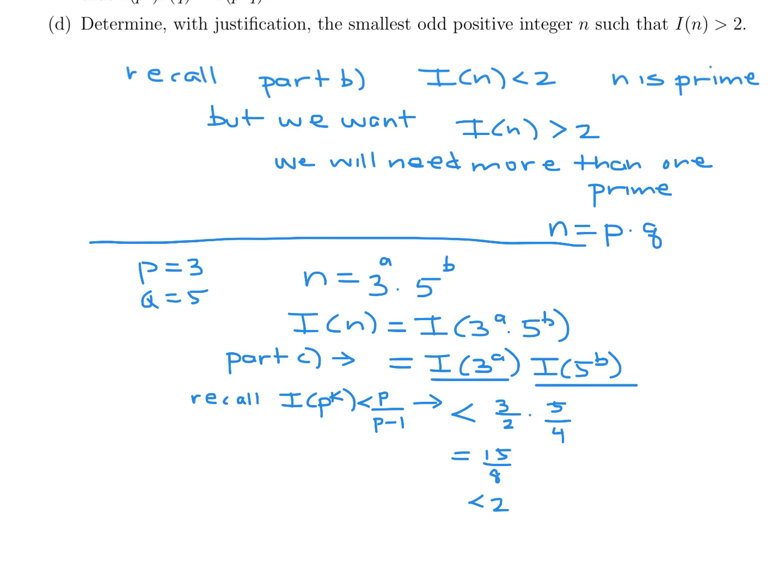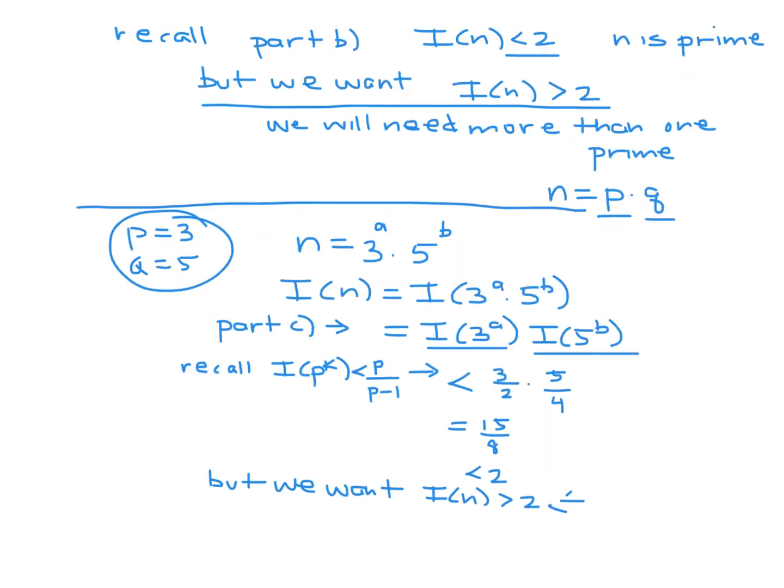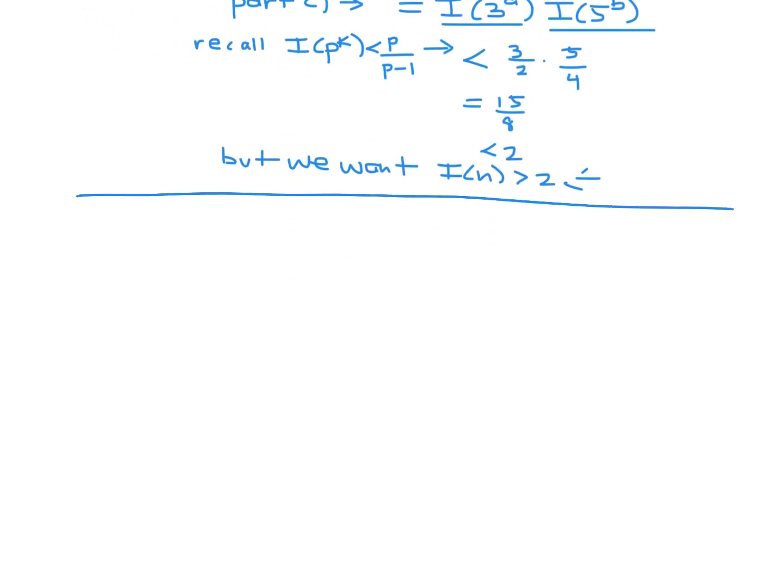So again, we've run into this problem where we got a less than 2 situation, but we want I of n to be greater than 2. So from this small example, I'm concluding that even when you use 2 primes, it doesn't give us the greater than 2. That makes me think that n has to be 3 primes. So n's got to be, let's say, perhaps p times q times k, where p, q, and k are all primes.